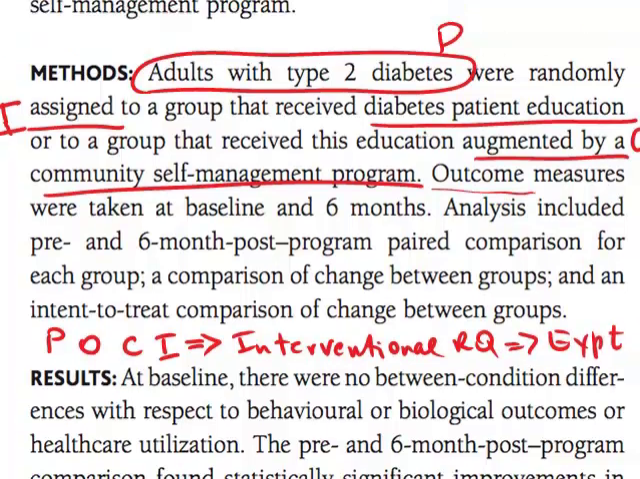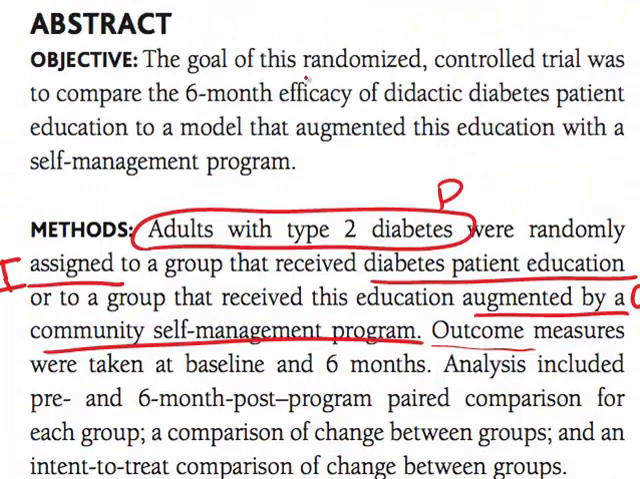And in fact, the abstract makes it quite clear that this is a randomized controlled trial, which is a particular type of experiment. We know this is an experiment because the treatments, in this case the education programs, are assigned to the groups. And because the groups are randomly allocated, people are randomly allocated to each of these groups, this is a true experiment. If it was a quasi-experiment, we would be imposing these treatments to groups that already existed.